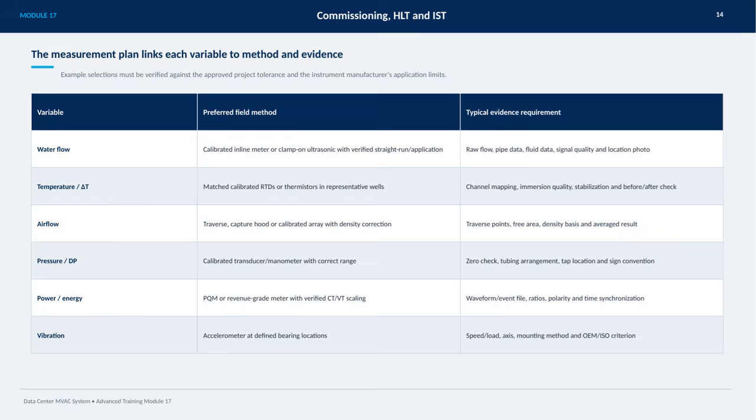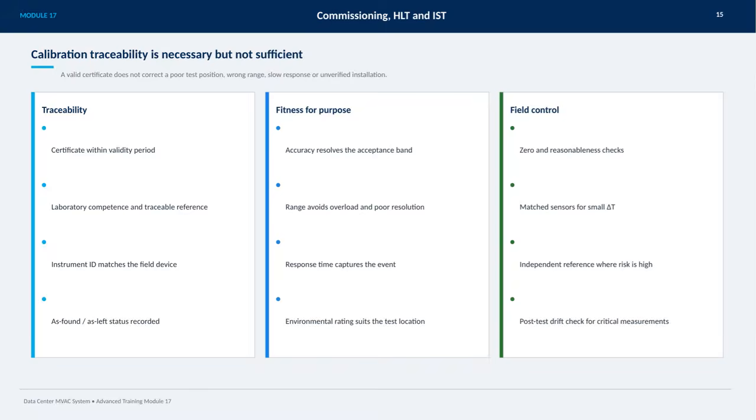For power and energy, revenue-grade meters with verified CT and VT scaling provide waveform files and synchronized data for analysis. Lastly, vibration measurements involve accelerometers mounted at defined bearing locations, with evidence on speed, load, axis orientation, and mounting method following OEM or ISO criteria. This comprehensive approach ensures accuracy and reliability across all key variables in the commissioning process.